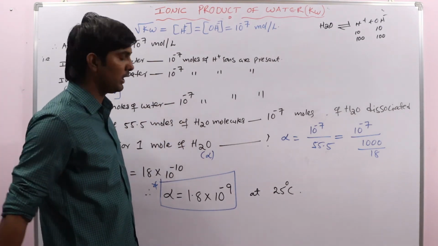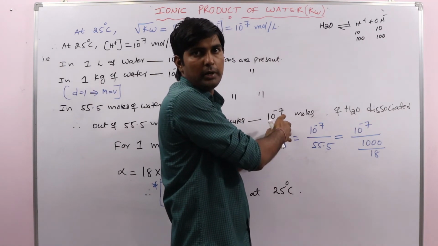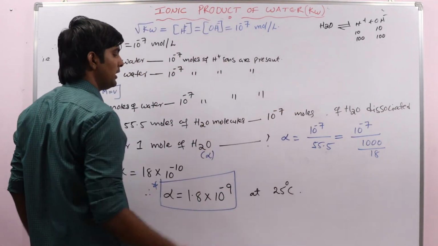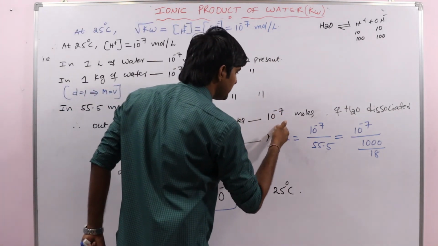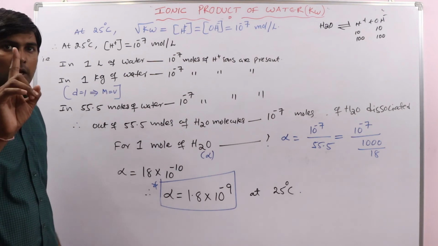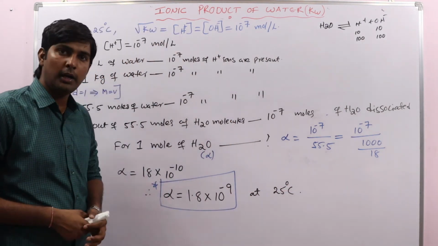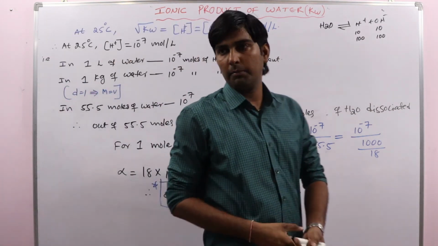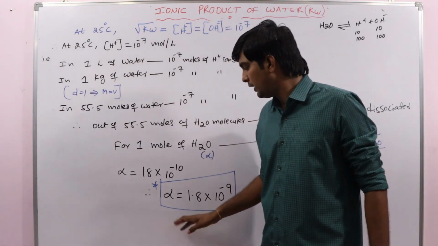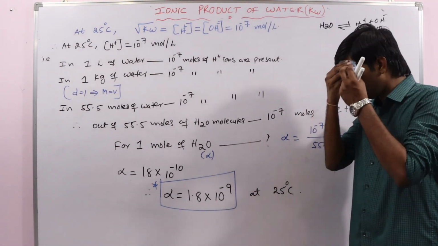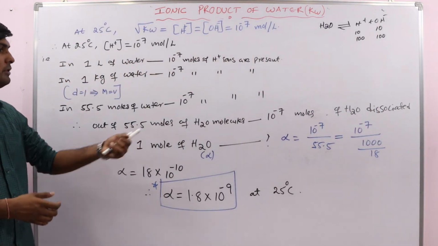This is the procedure. Out of 55.5 moles, how many moles dissociated? Here it is 10 power minus 7. If you have 10 power minus 6 here, we get a different answer. So this alpha is only at 25 degrees centigrade. Remember this value. Sometimes in the examination they may not provide it, so if you are unable to remember it, you can derive it from this concept.